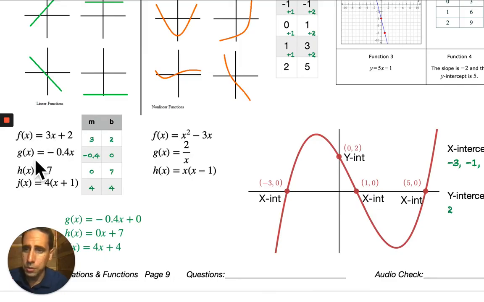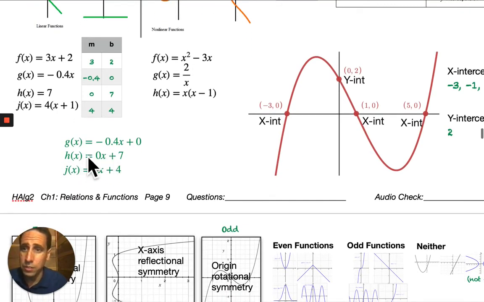Here's a whole bunch of different functions: the f function, g function, the h function, j function. And I've written in the table what the slope and the y-intercept is. I know that the slope is 3, the y-intercept is 2. The slope is negative 0.4, and the y-intercept isn't explicitly written. But basically, you could rewrite the g function as this right here, plus 0 at the end, and that's the y-intercept.